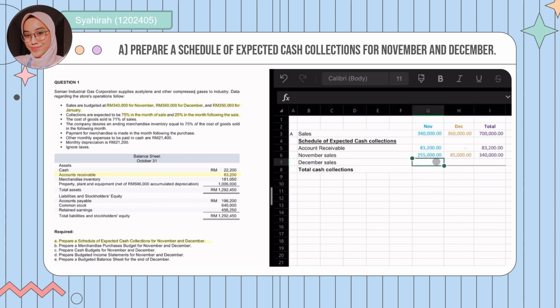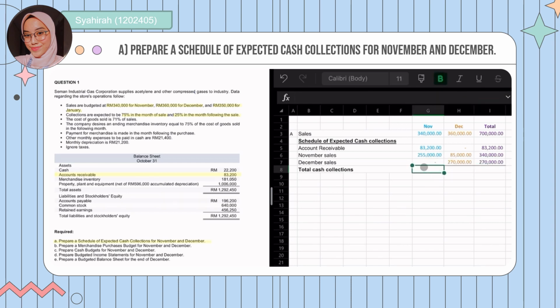Okay, next for December sales. In November, there are no collections of December sales, so we'll just put 0 here. And then in December, there are collections, which is 360,000. So we do it like before, 75%, so we put 0.75 multiplied with, sorry, I forgot to put the equal sign here. Okay, and then press enter, and you get 270,000, and then total it up like before, and you get that.